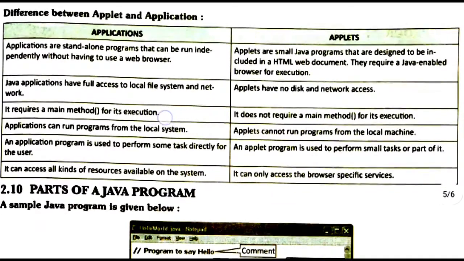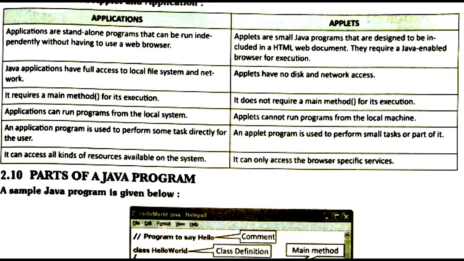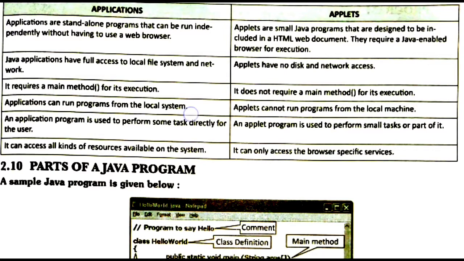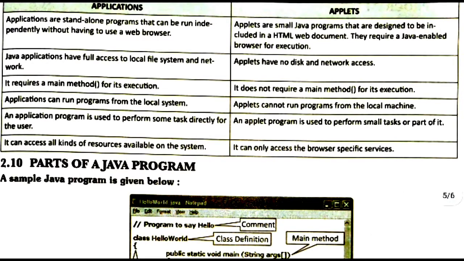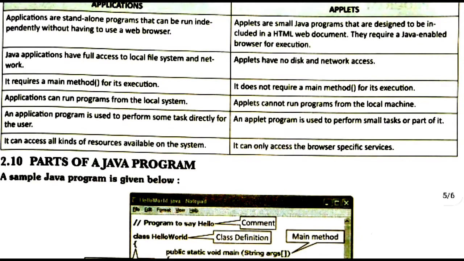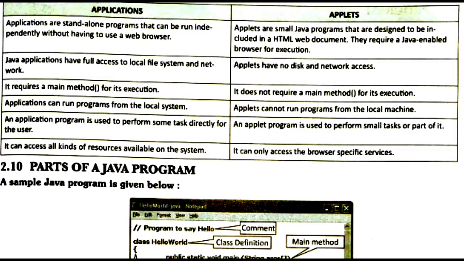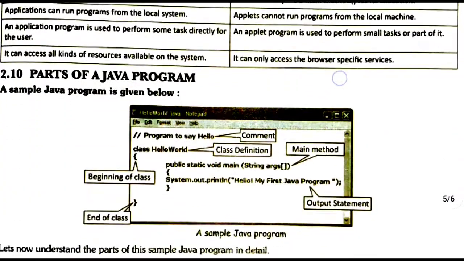Third, there is a main method inside the application, but a main method is not included inside applets. Then, applications can run local programs. Suppose other programs are there in the computer, applications can run other applications also, but applets cannot run any application in the computer. Then, an application program is used to perform some task directly for the user, and an applet program is used to perform small tasks or a part of it for the user. An application can access all kinds of resources available in the computer or system, but applets can access only web browser specific services in the computer. So these are the different points between applet and application.